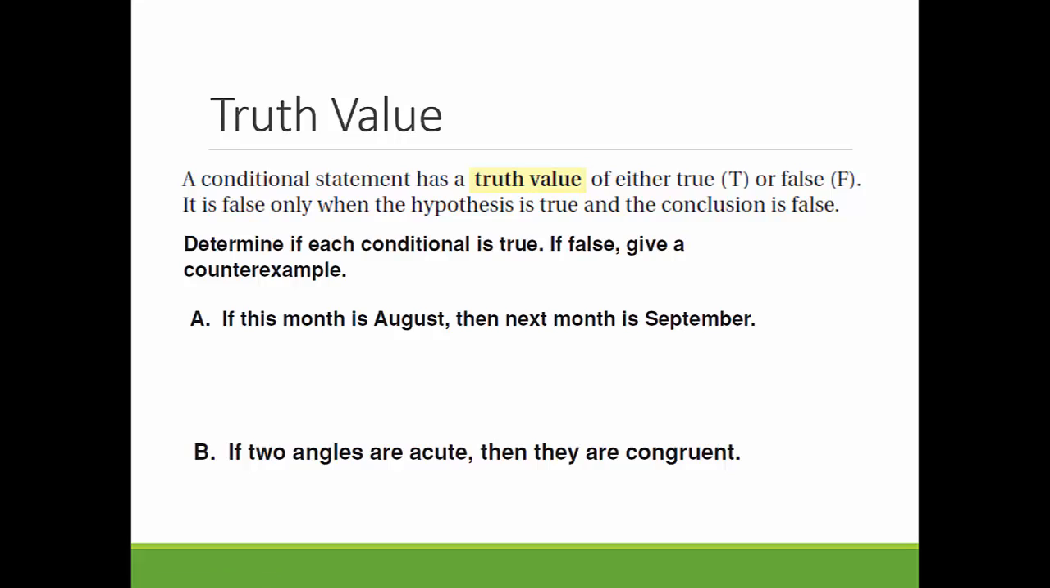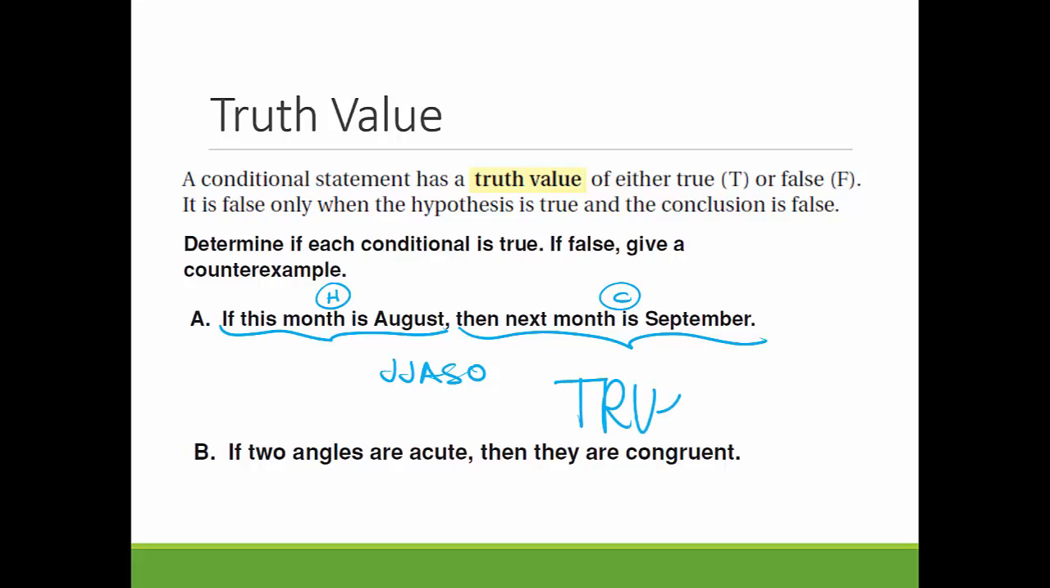So determine if each conditional is true. If it's false, give a counterexample. And remember from yesterday, we only need one example that doesn't work to prove something false. So if this month is August, this right here is my hypothesis. And this has to be true. So in this case, we're just going to assume that this month, whatever they're talking about, is August. Then, next month is September. Here's my conclusion. And is that always going to be true? If the month we're in is August, the next one has to be September. We go June, July, August, September, October. It always goes that way. So this is true, or it has a truth value of true.